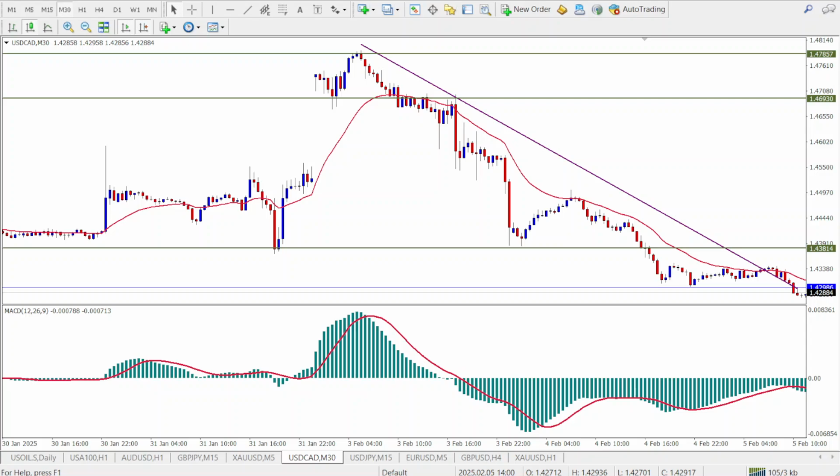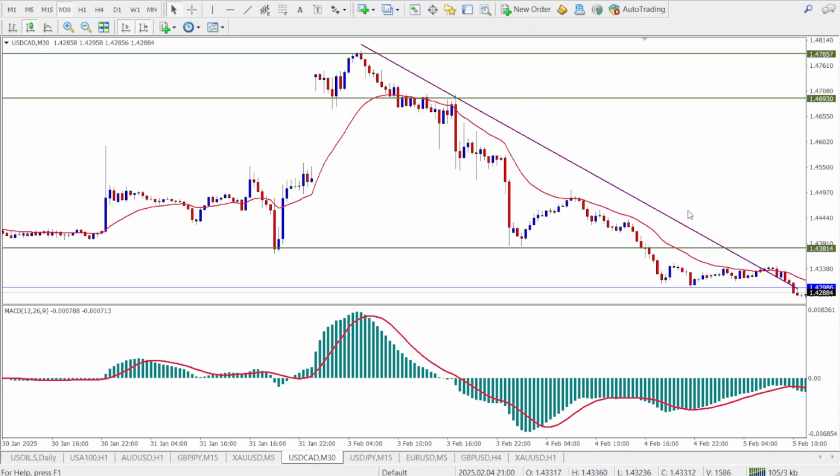Then for your entry and risk management, you should enter the trade once the crossover has been confirmed. Enter in the direction of the trend. Make sure you do that, please. And then for your stop loss, you can place your stop loss below the recent swing low for a buy trade or above the recent swing high for a sell trade.